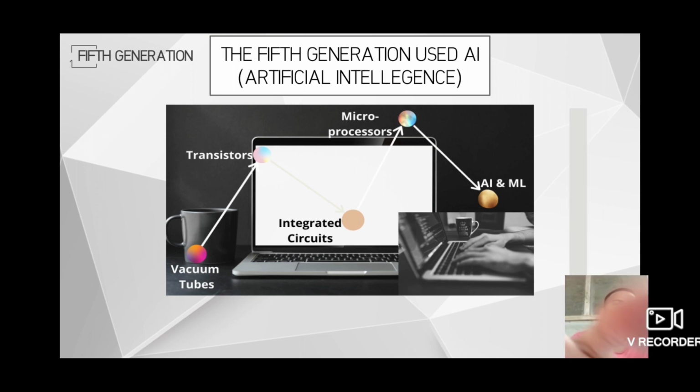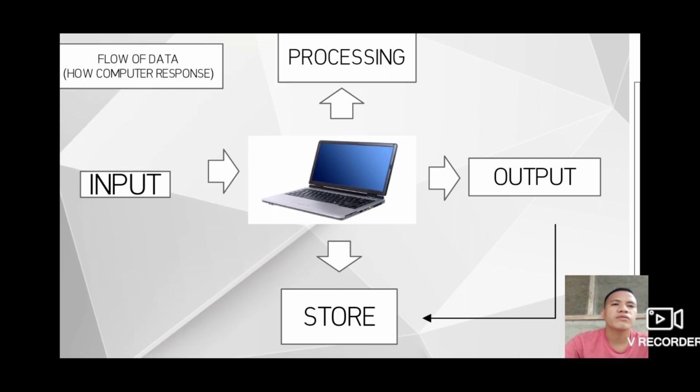Then the flow of data on how a computer responds. So this is the computer. First we have the input. Input, in the flow of data, involves collecting, verifying, and encoding data into a machine-readable form for the computer. So data is entered using an input device. Examples are the keyboard and mouse.